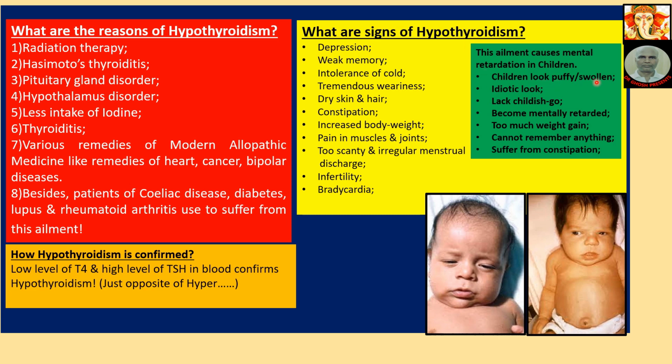Children look puffy, swollen, with an idiotic look, lacking childish go. As a child, the normal behavior he has will be lacking. They become mentally retarded, with too much weight gain, cannot remember anything, suffer from constipation. Let's look at the faces of these children. This is the hypothyroidism look, both of them. This one is somewhat advanced, it is a starting.